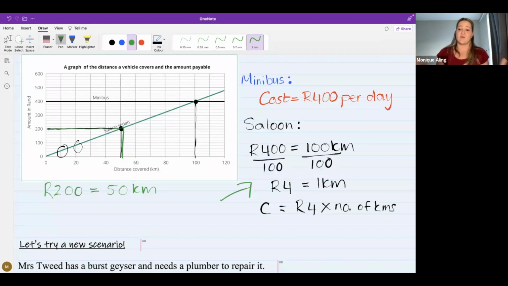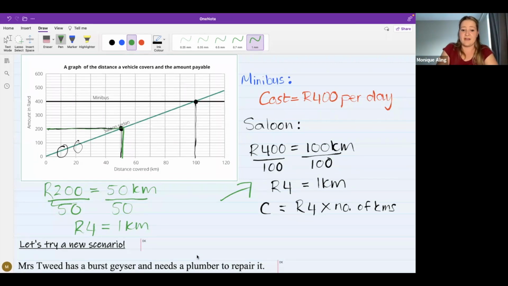Okay, and same thing applies for what we did over here. We want to know how much it is for 1 kilometer, so we can make a general formula. So to get 50 to 1, we divide by 50. We divide the 200 by 50, and again, it gives us an answer of 4 Rand equals 1 kilometer. So it really doesn't matter which point you use, you should get the same answer.